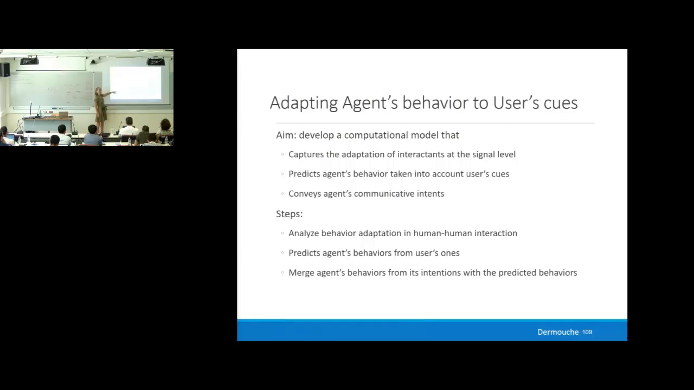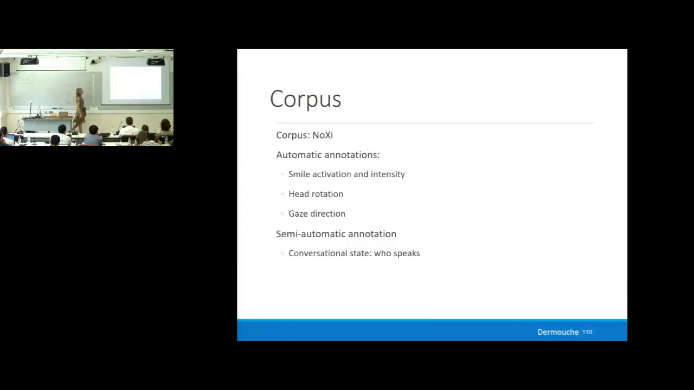Then we build a model that will predict how the agent should adapt itself. And after, we build a model that merges these adaptation behaviors with the communicative intention you want to convey. To learn the models, we looked again at the NOXI corpus, the one I introduced, where you have expert and novice interacting with each other. We conducted some annotations, automatic and semi-automatic, for the conversational state, who speaks. We had some difficulties detecting the listener backchannels.